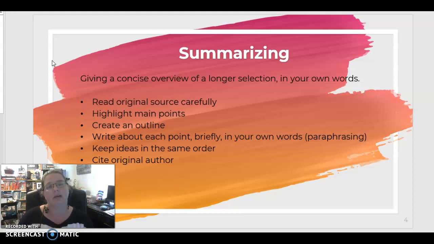Make sure that you're keeping the ideas in the same order when you summarize, and always cite the original author. Remember that these are not your ideas, so you can use author attribution throughout your summary by saying things like, the author says, according to the author, in the article, and so on and so forth.